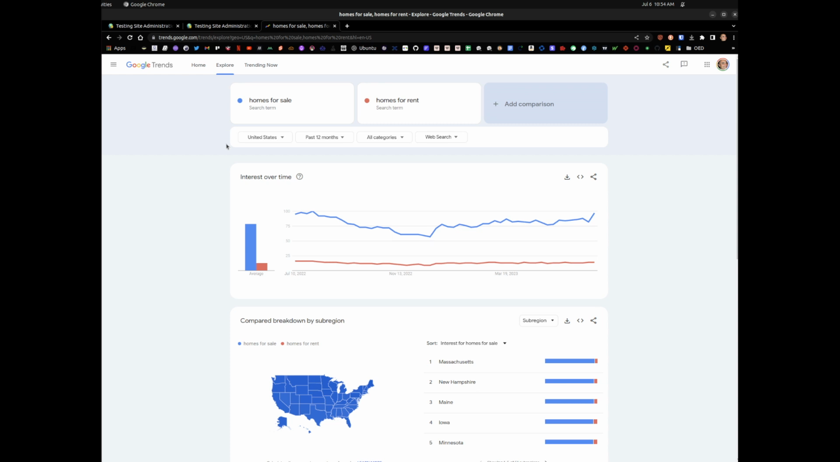Again, it's another free one that complements itself with ads.google.com with the Keyword Planner.